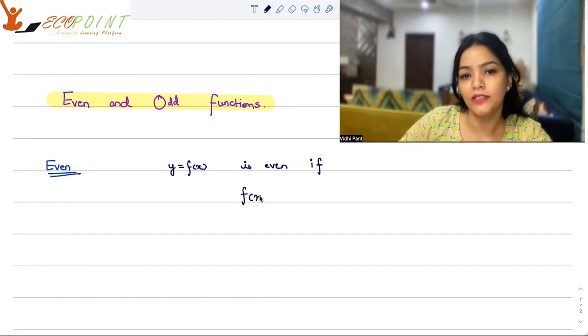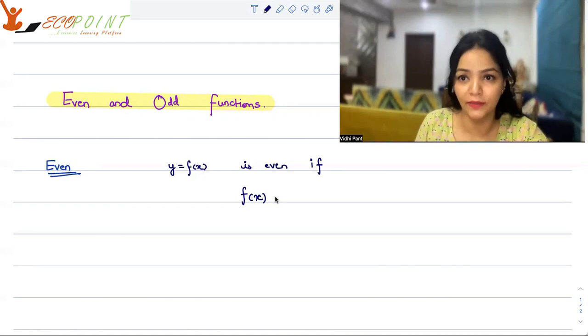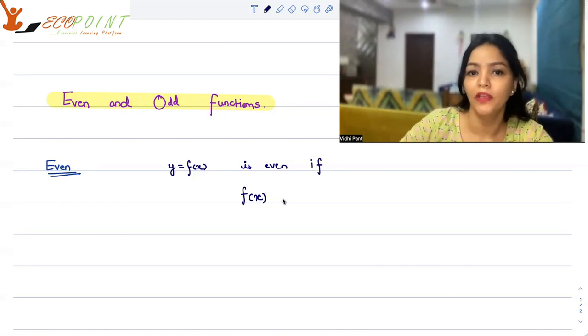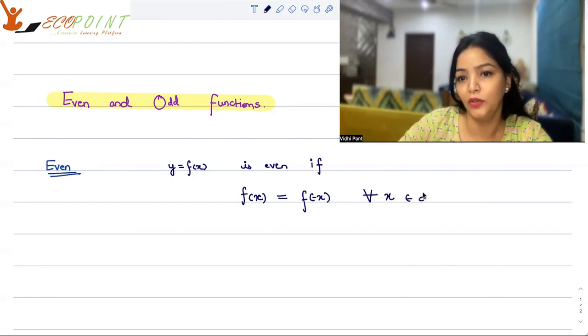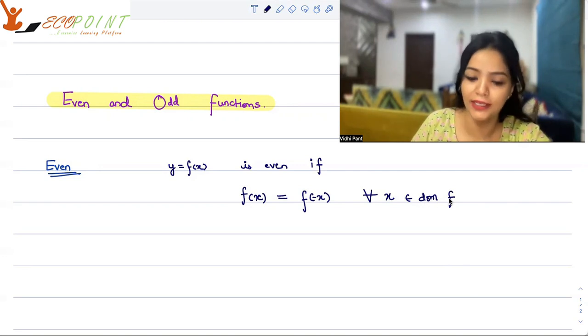A function is even if you put the input as minus x instead of x, and the value of the function is the same. So if f(x) is equal to f(-x), that is, x and minus x are both generating the same value for every x in the domain of f, we call that function an even function.